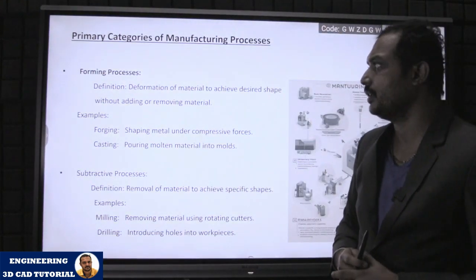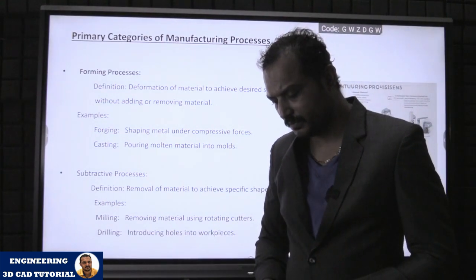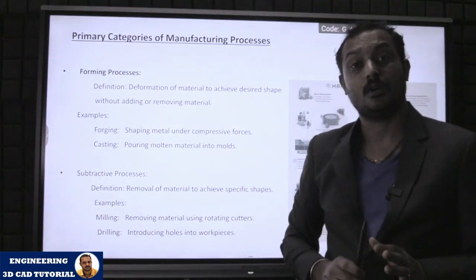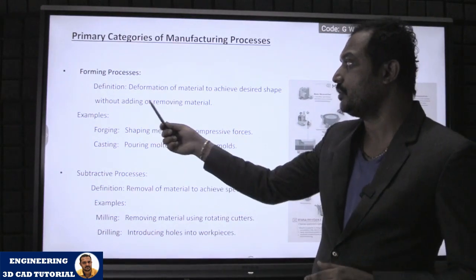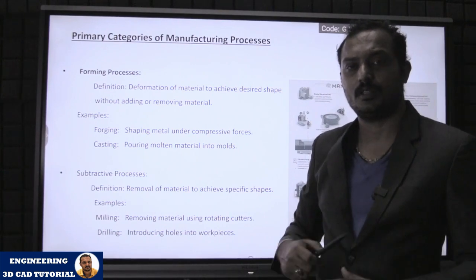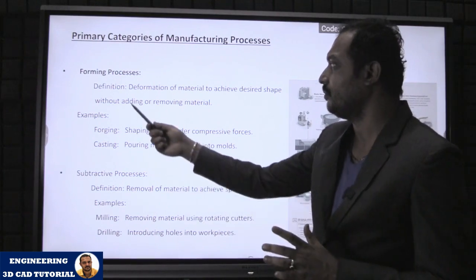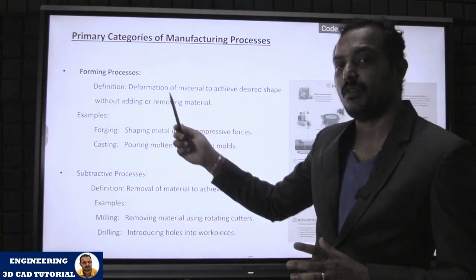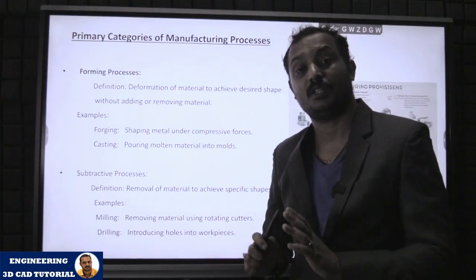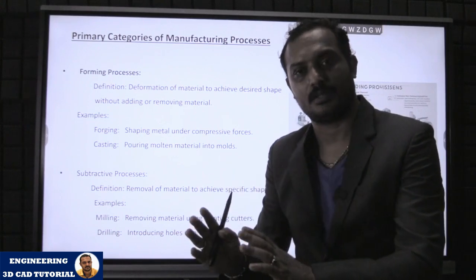So as I told earlier, a blacksmith who is giving a shape to a sword will start heating it to a certain temperature, and he will use hammering to bring it to the shape. This is called a forming process.